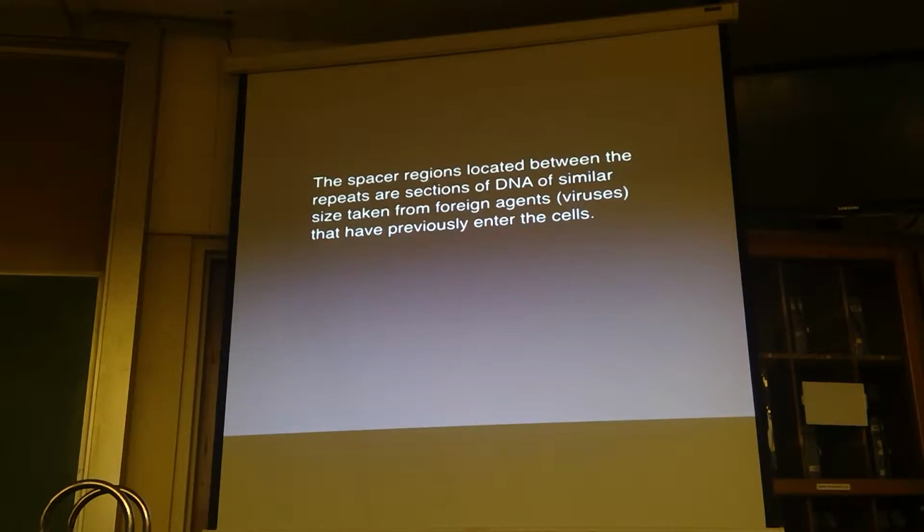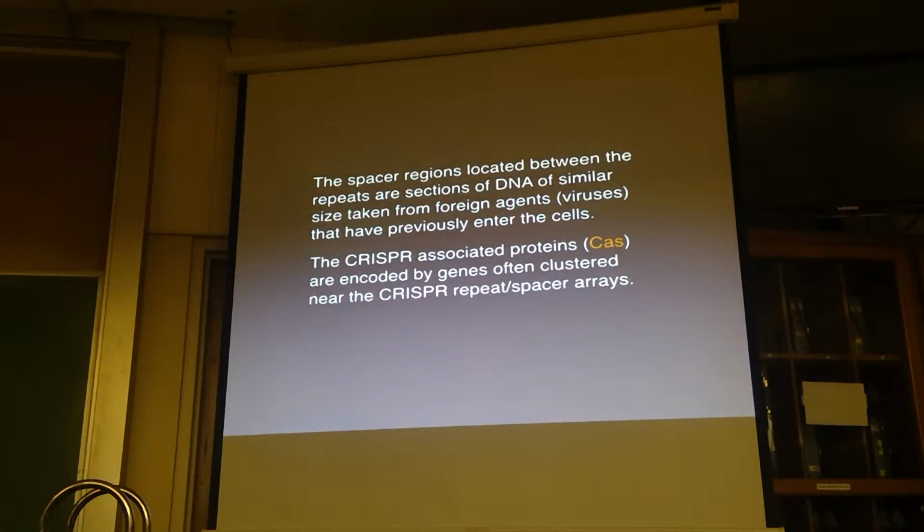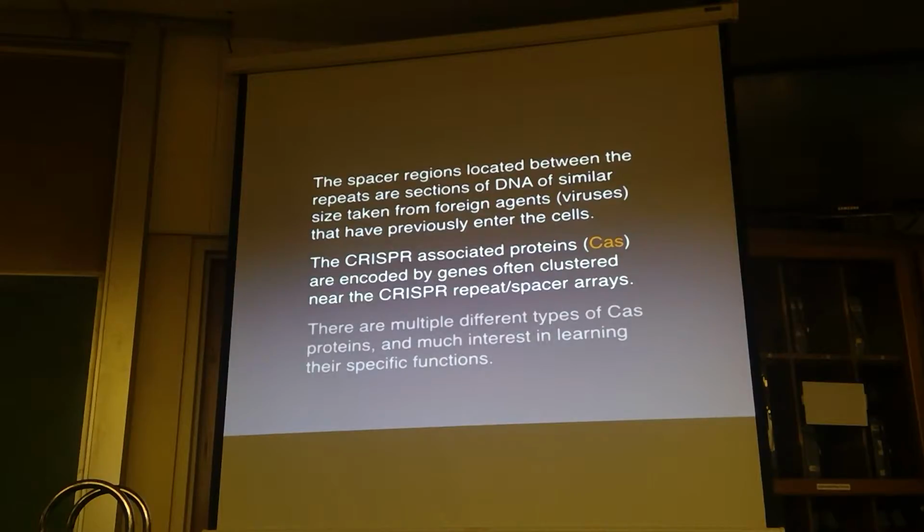The cells are actually taking part of the viral DNA, incorporating it into their genome as these little spacer regions between the palindromic repeats. There are quite a number of proteins associated with this system. They're called Cas. Cas stands for CRISPR-associated. These are proteins that are encoded by genes somewhere near this set of spacers and repeats.